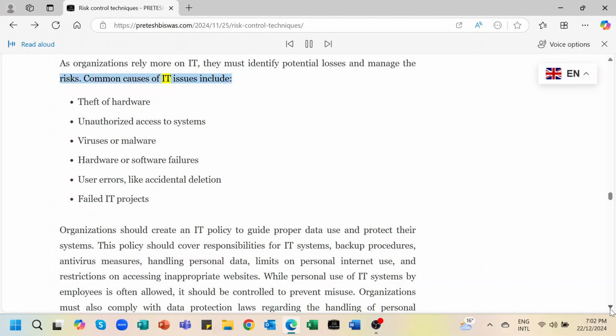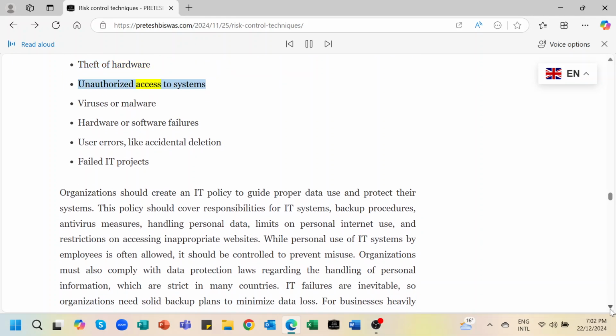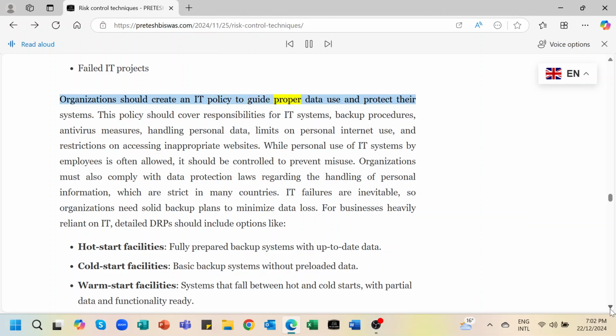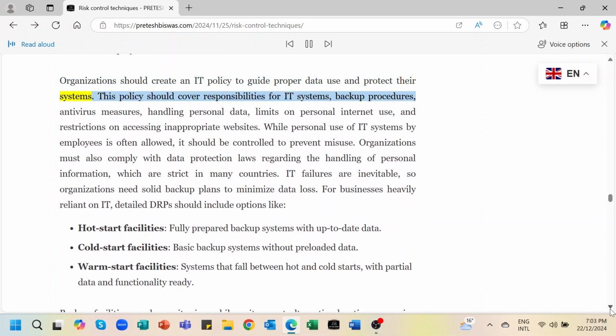Common causes of IT issues include theft of hardware, unauthorized access to systems, viruses or malware, hardware or software failures, user errors like accidental deletion, failed IT projects. Organizations should create an IT policy to guide proper data use and protect their systems. This policy should cover responsibilities for IT systems, backup procedures, antivirus measures, handling personal data, limits on personal internet use, and restrictions on accessing inappropriate websites.